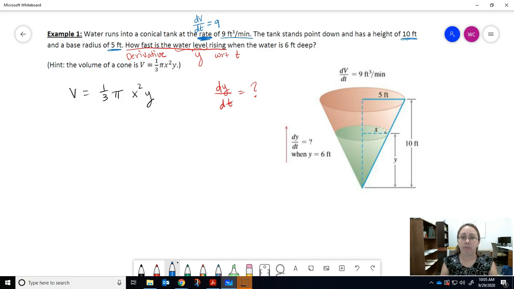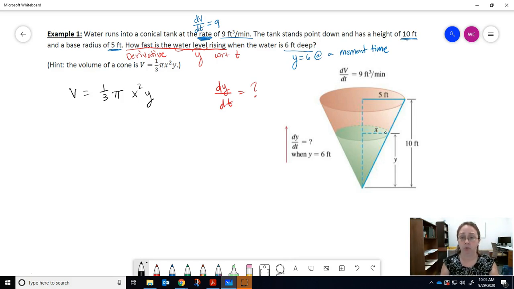So did they give us any information about x? Well, we have one more piece right here. How fast is the water level rising when the water is 6 feet deep? Well, that's the height of the water. That's the y value at a particular time t. At a moment in time. That is one moment in time. You cannot plug that in for your y because we are interested in the rate of change of y over time. If you plug that in for y, you lose your y information. You're stuck in one moment in time and you can't move from there.